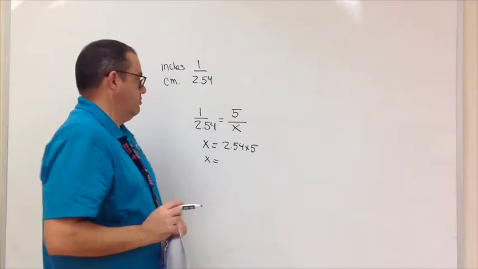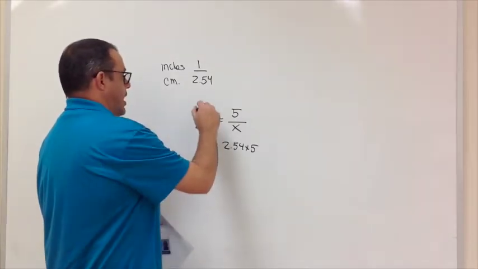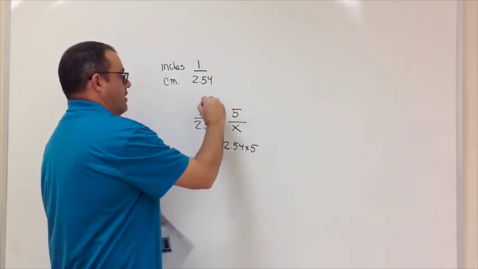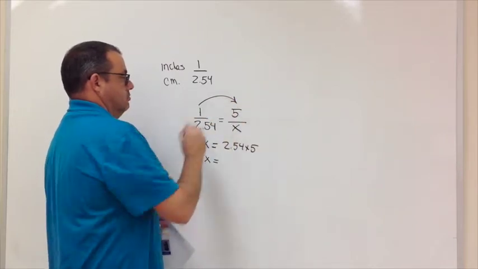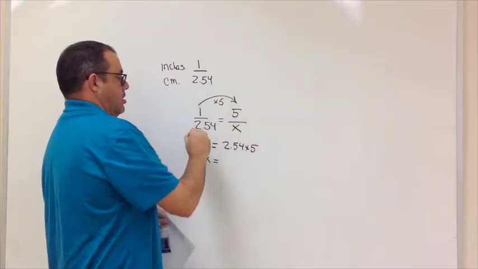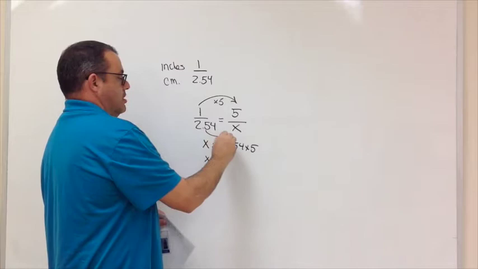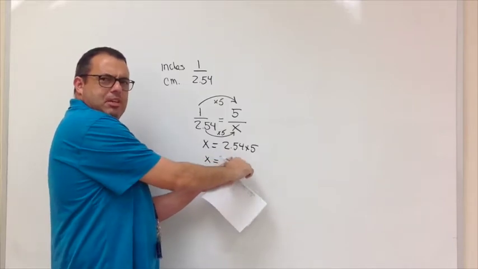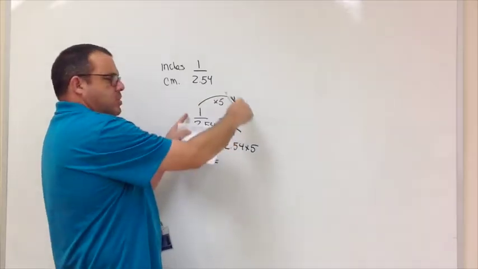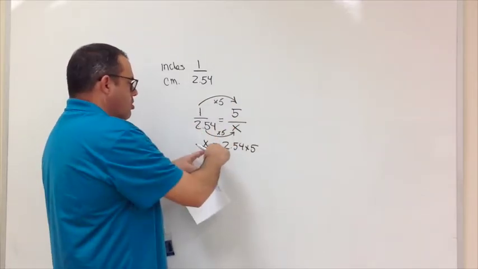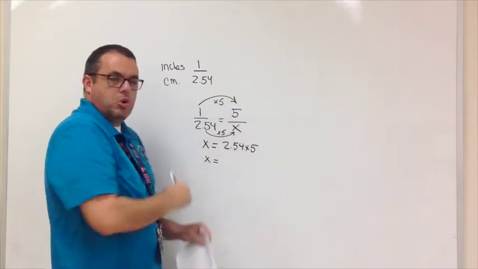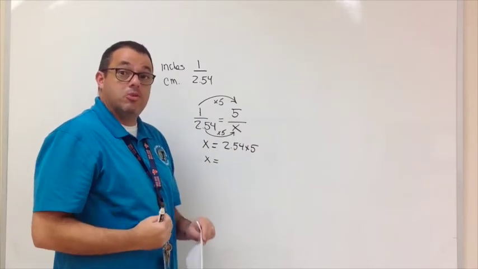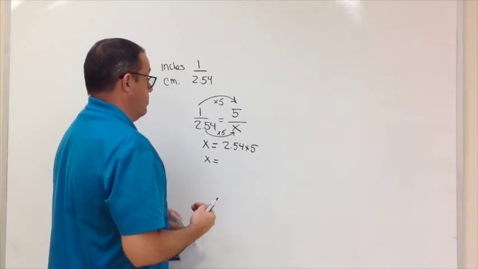Another way I can do it: how do I get from 1 to 5? I multiply by 5. So I'm going to do the same thing to the bottom. 2.54 times 5. Which is really the same thing we did here. So you can do it setting up the ratios, or you can set it up doing the cross multiplication. Both ways will work. You're going to get the same answer.